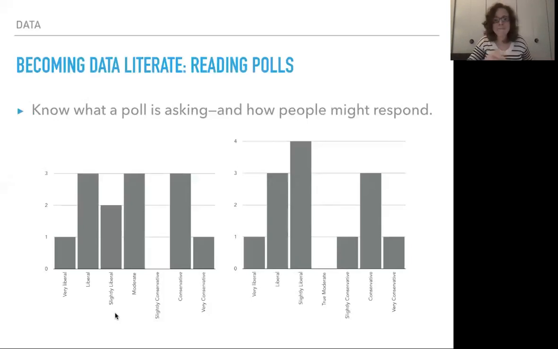On the other hand, maybe this just made them feel forced into picking, and we do in fact have 3 moderates, not 2 more slightly liberals and 1 more slightly conservative, right? Maybe they really are truly moderate and just felt forced into picking. So understanding how people respond is important, and understanding what the poll is asking helps us understand how they might respond.